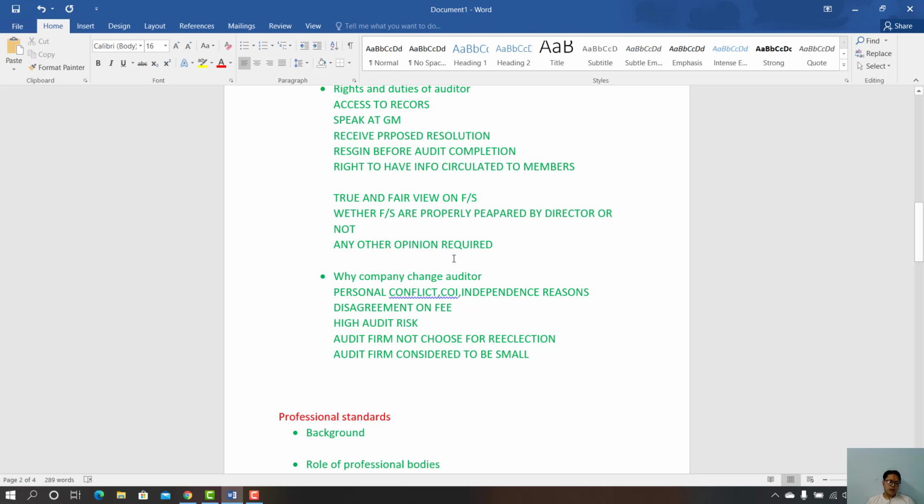And talking about the removal, special notice of 28 days should be sent to the auditor. The auditor can make representation about why they should stay in the office of the company. If a resolution is passed, the company must notify a regulatory authority. The auditor must deposit a statement of circumstances at the company's office and send it to the regulatory authority. So the auditor can receive notice and speak at the general meeting where the terms of office could be expired.